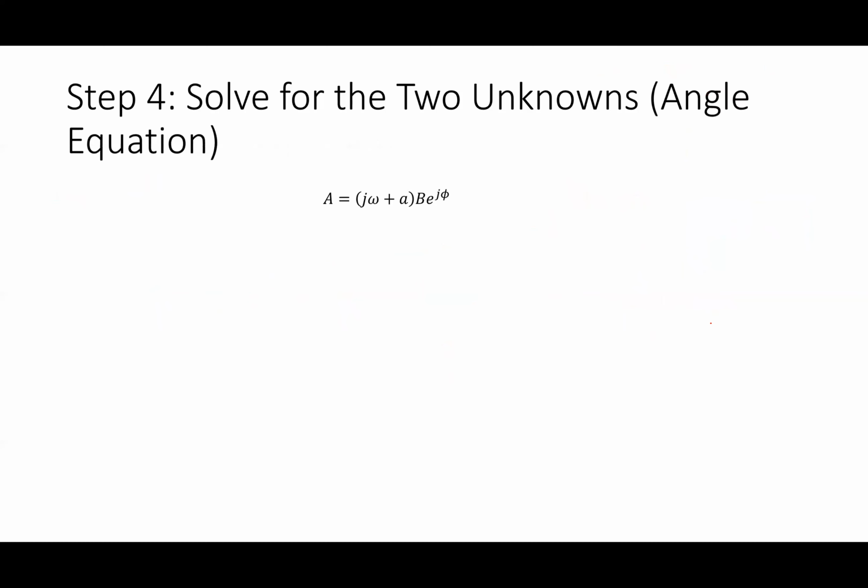There's also an angle equation. So let's write it the same way: b e to the j phi equals a over j omega plus a, like that.